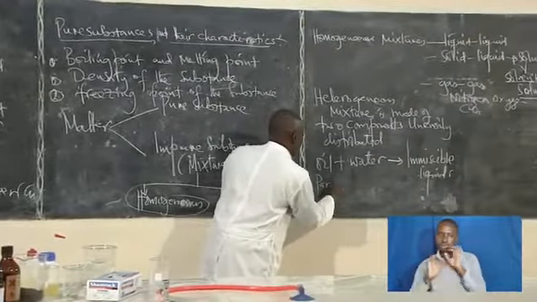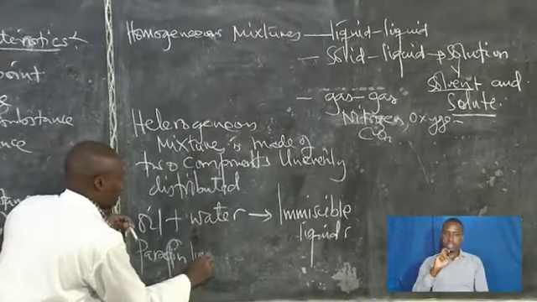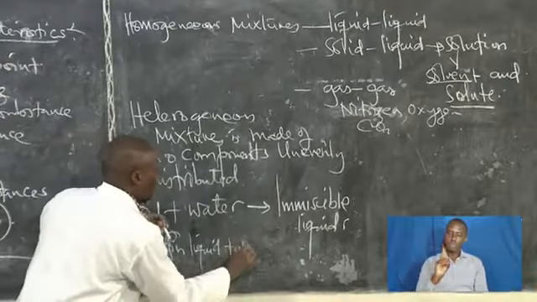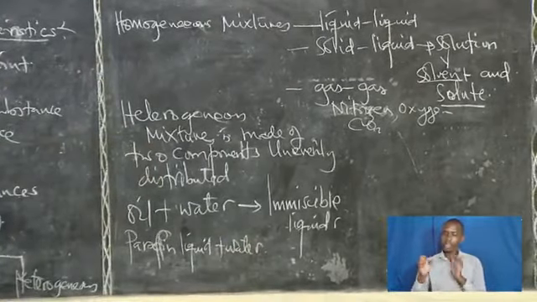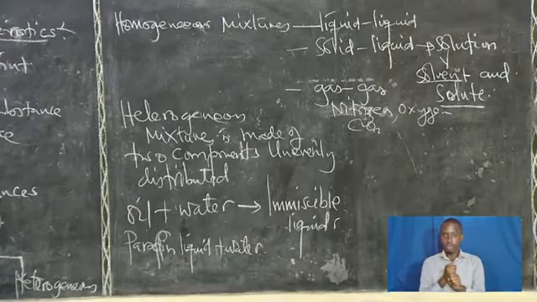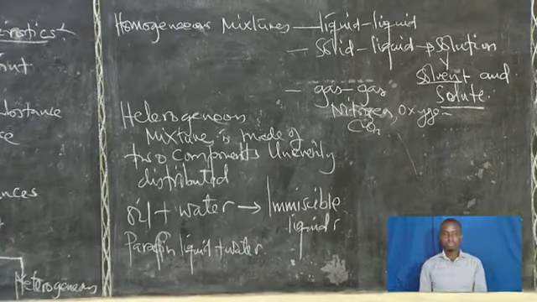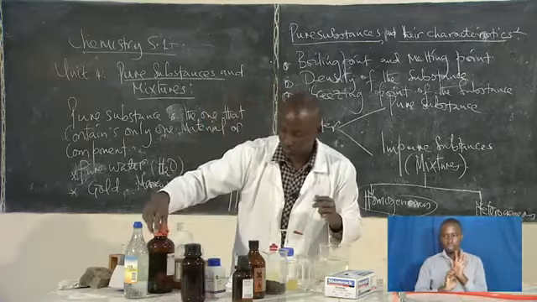So we have another example here. We can have paraffin liquid and water. This is one of the other examples that we can have that form layers. They are immiscible and they are heterogeneous. Let's have more examples.